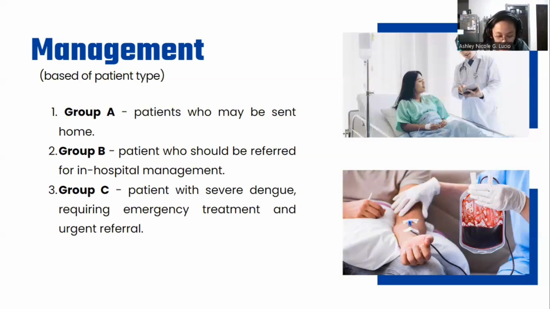of the disease and may have the following: severe plasma leakage leading to dengue shock, or fluid accumulation with respiratory distress, severe hemorrhages, severe organ impairments such as hepatic damage, renal impairment, cardiomyopathy, encephalopathy, or encephalitis. Lastly, patients in Group C shall remain hospitalized within 24 hours.